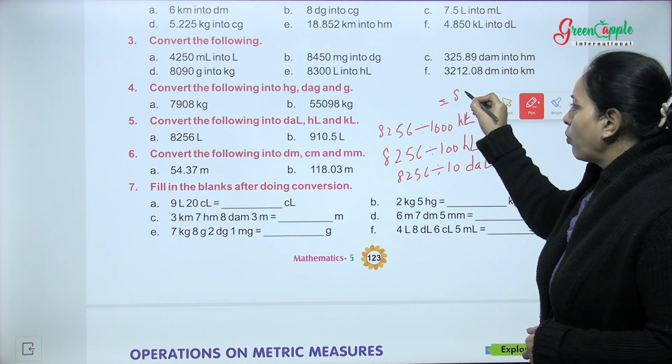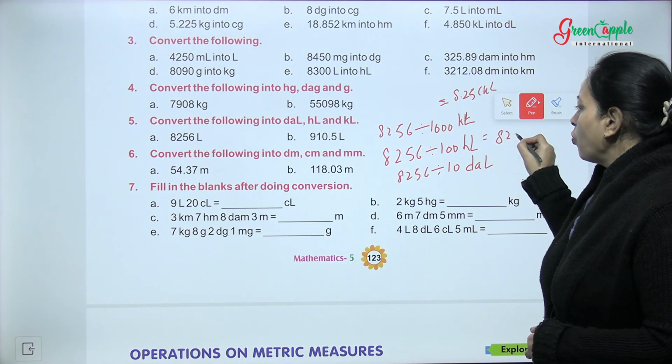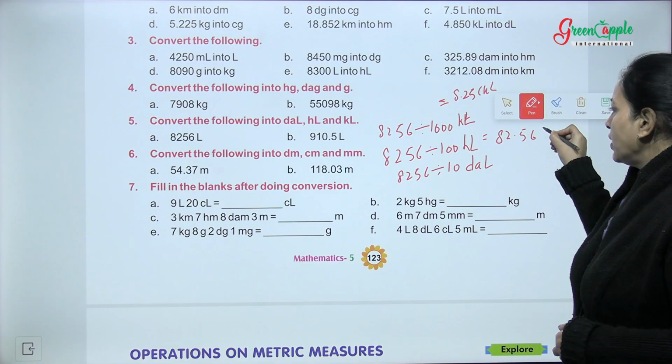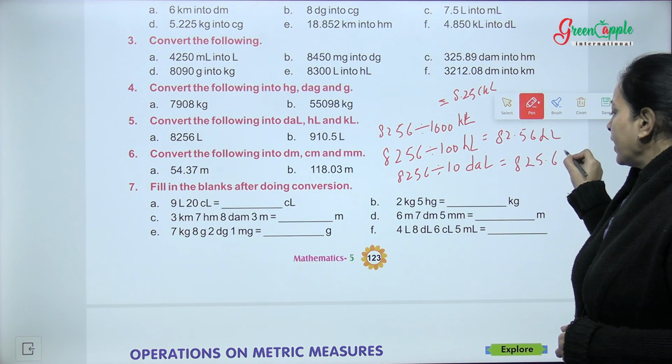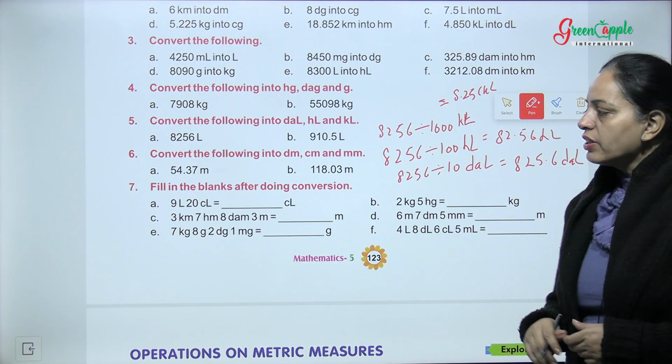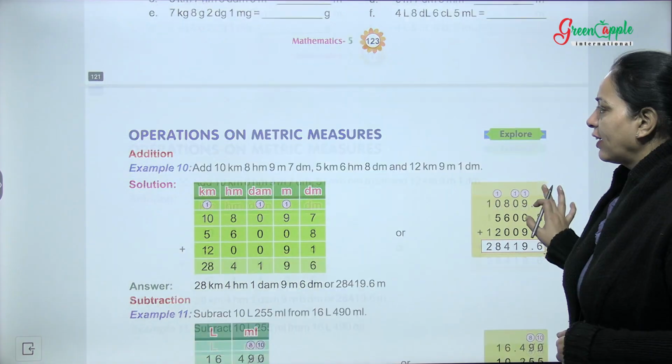You will get 8.256 kiloliter. You will get 82.56 hectoliter and here 825.6 decaliter. So similarly you can try remaining parts, do the practice. It's very interesting and easy.